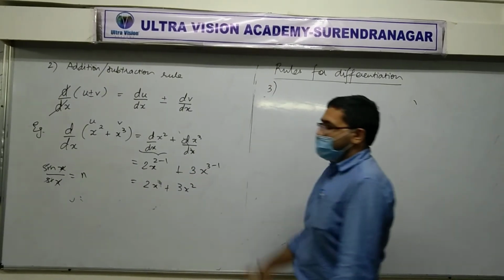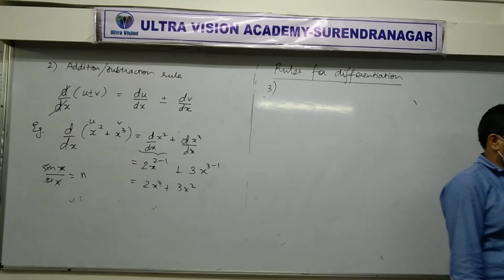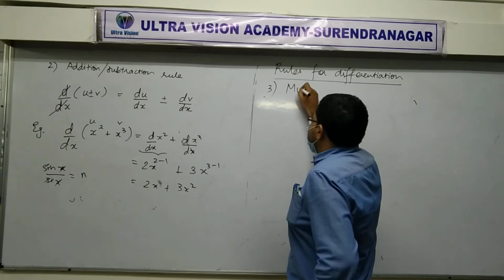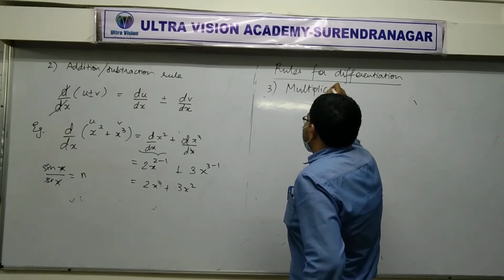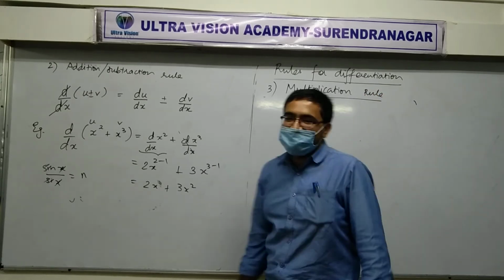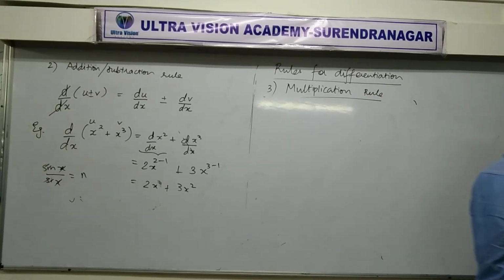Third one. Rule number 6. Multiplication rule, not division. Multiplication rule only. Division rule is totally different.